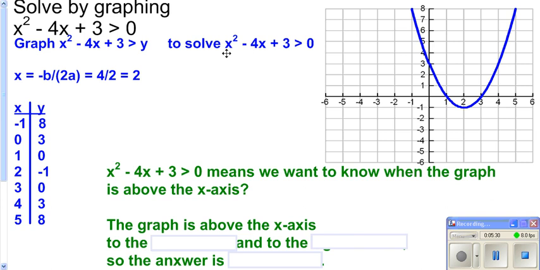Now, we want to know, when is your parabola greater than 0? In other words, when is your parabola above the x-axis? Because this is where the y values are positive, meaning greater than 0.